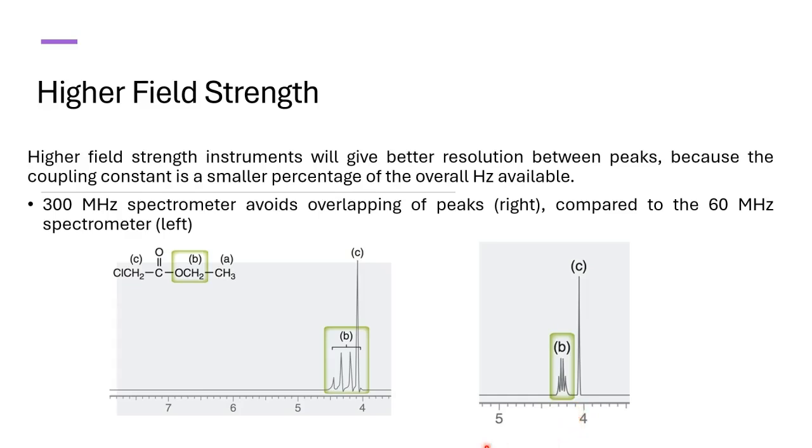If, though, one uses a 60 MHz spectrometer, note that there is overlap between the signals given by protons B and protons C. It's a lot easier to tell and distinguish between protons B and C using a higher megahertz spectrometer.